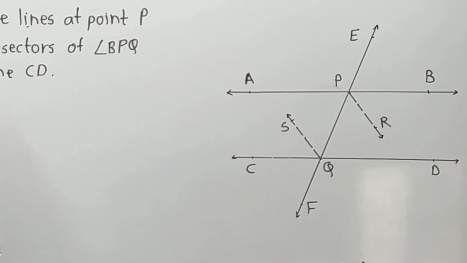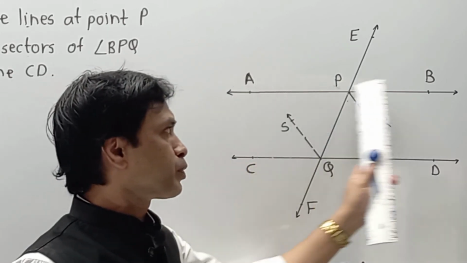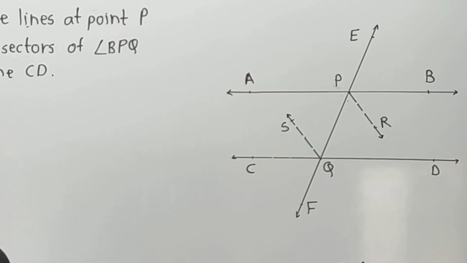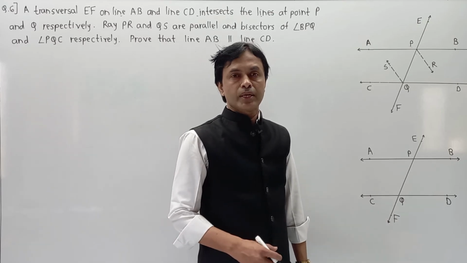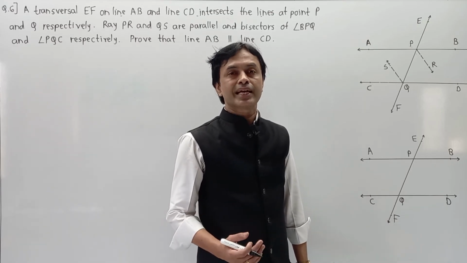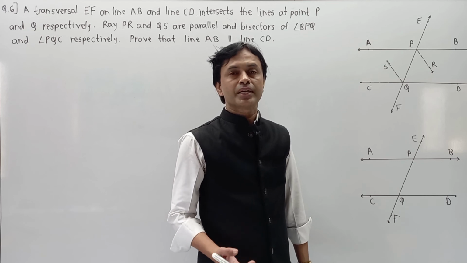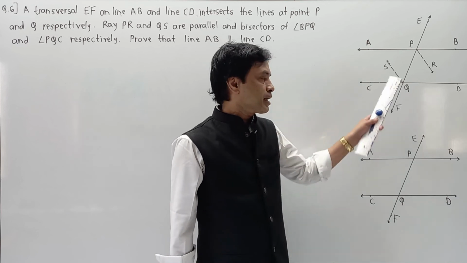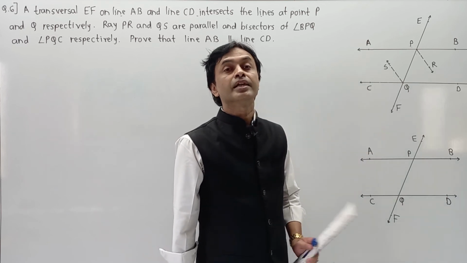Then prove that line AB is parallel to line CD. We have to prove that line AB is parallel to line CD. Previously we have done one numerical in which we took angle 2x, converted it into half as x, and showed the alternate angle test. Here we are going to do the same thing but in reverse order.